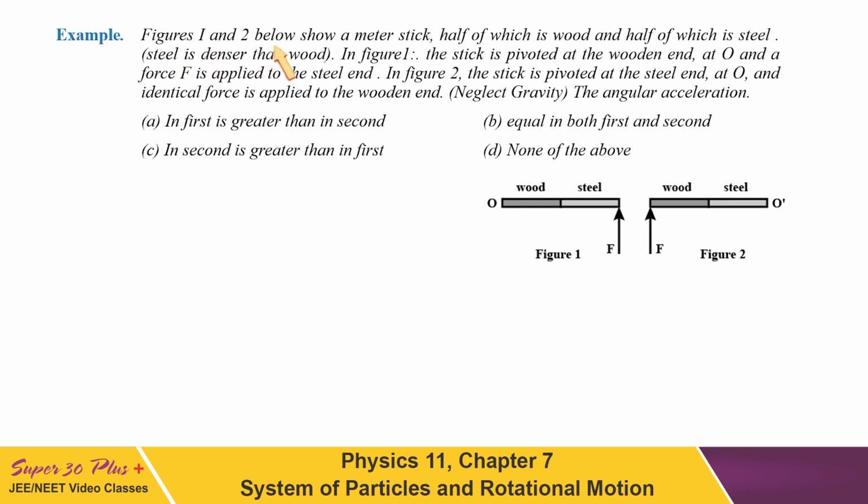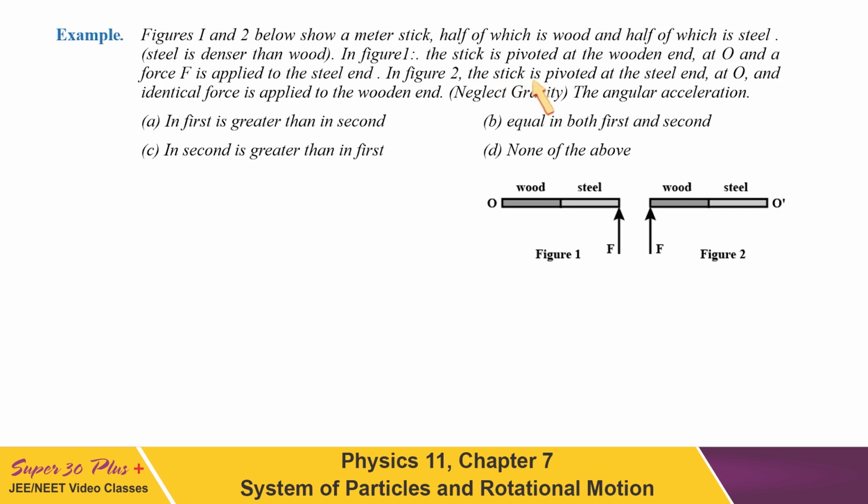Figures 1 and 2 below show a metal stick, half of which is wood and half of which is steel. As we know, steel is denser than wood. In figure 1, the stick is pivoted at the wooden end at O and a force F is applied to the steel end. You can see it shown in the diagram.